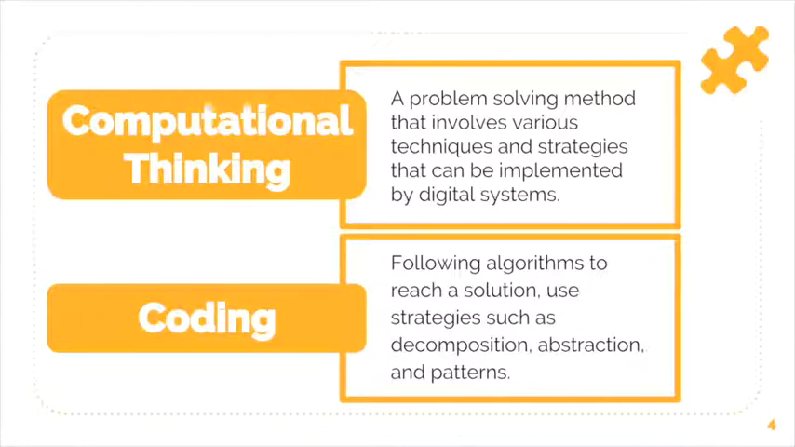So first of all, computational thinking, by definition, is the process we draw on when solving complex problems and creating systems that a human or machine can effectively carry out. The Australian curriculum describes this as a problem-solving method that involves various techniques and strategies that can be implemented by digital systems. However, coding is the following of algorithms to reach a solution, using strategies such as decomposition, abstraction, and patterns.